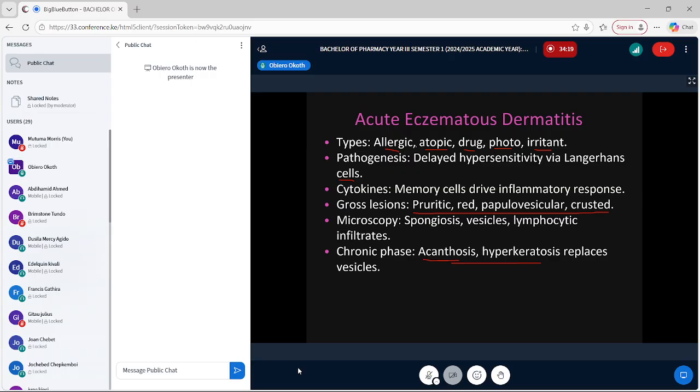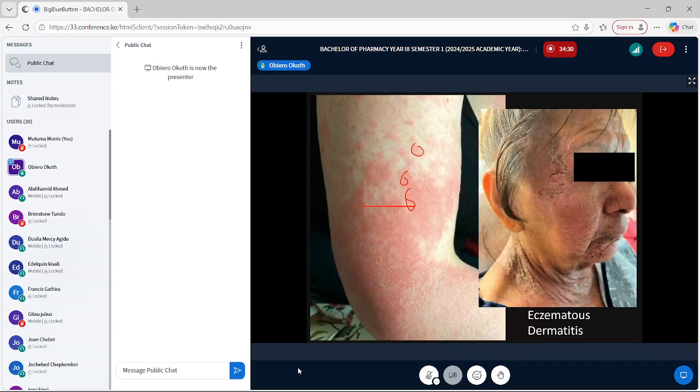The defining and the underlying pathology will depend. If it's an infection, I'll call it differently. If I think this is an acute reaction, I'll call it differently. Okay. So this is the acute phase. This is the chronic lichenification.